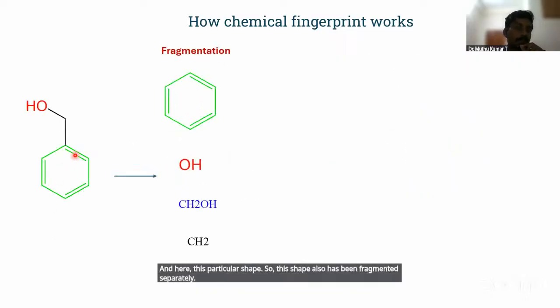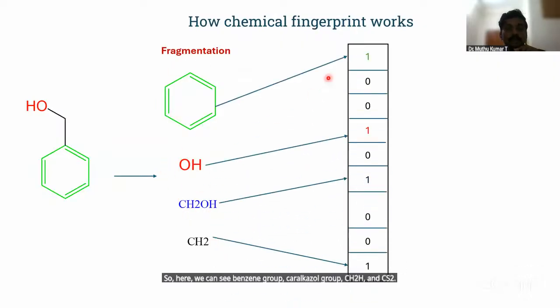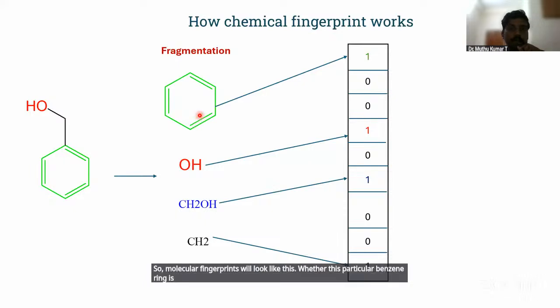So here we can see the benzene group, here the alcohol group, here CH2OH and CH2. Molecular fingerprints will look like this: whether this particular benzene ring is present or not. If it is present, it may be 1. And whether the alcohol group is present or not. If it is present, 1. Whether the CH2OH group is present or not.